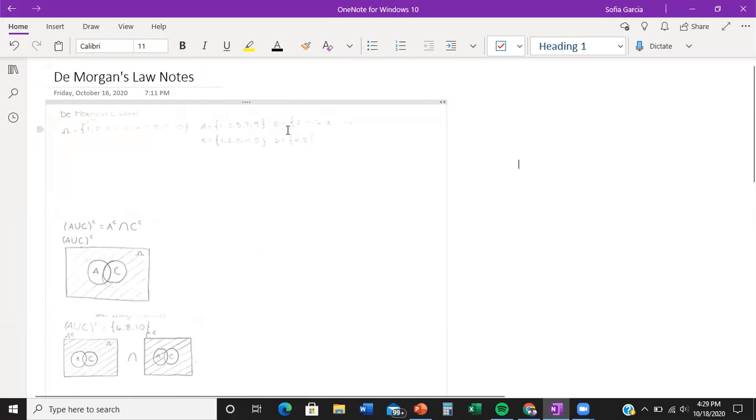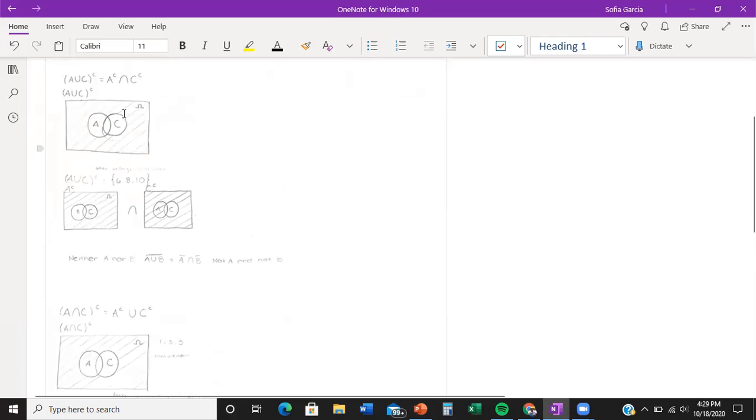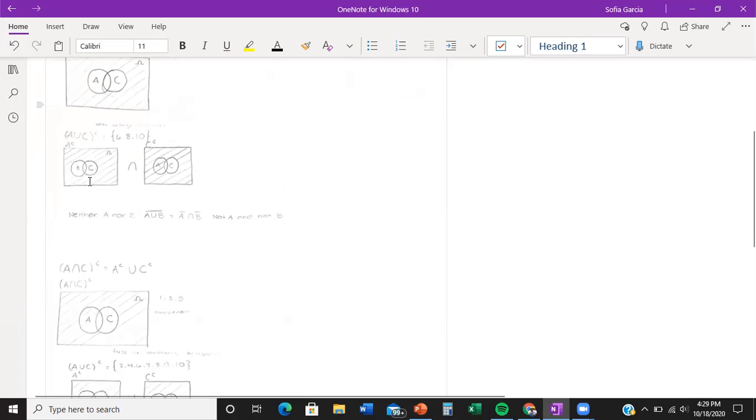We're going to highlight the complement of A union C. Now we're going to highlight the complement of A, and we are also going to highlight the complement of C. Notice the data set above belongs in neither unhighlighted part. By inspection, we can see that this data set fits in neither of the Venn diagrams.